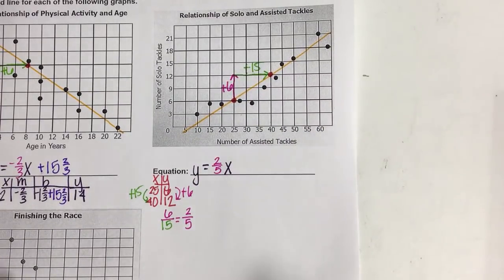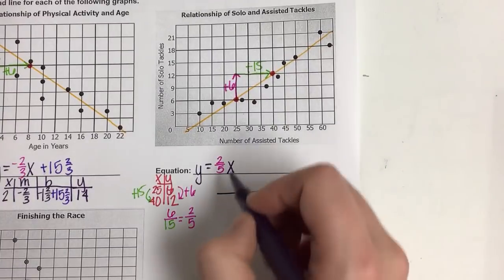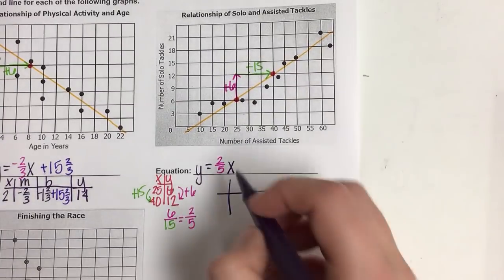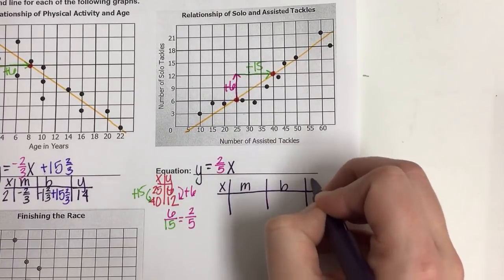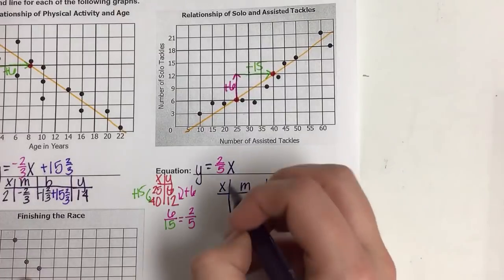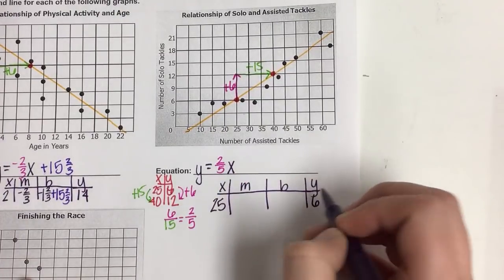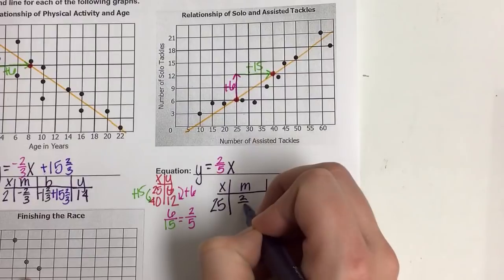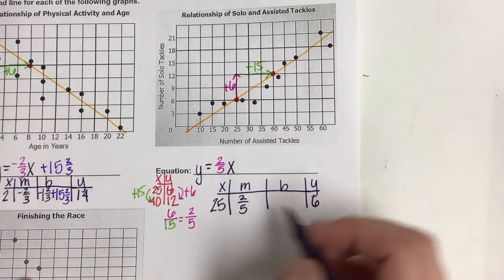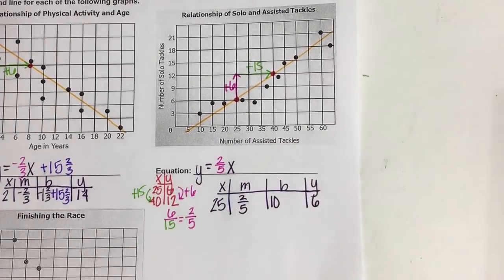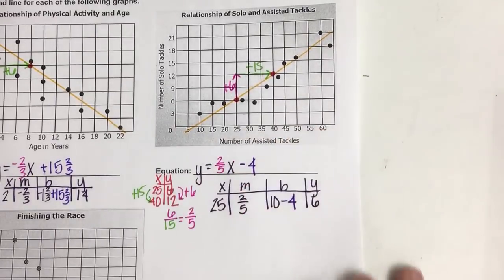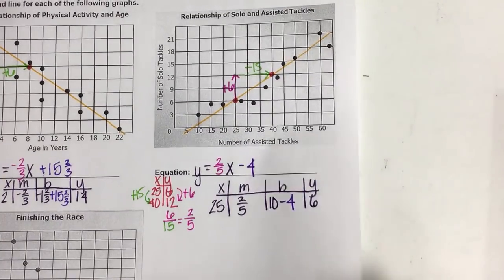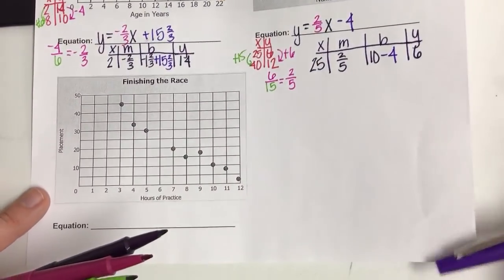Okay, so if you like to make a table, you can if you want to plug in an X and figure out how much you need to move to find your Y. Whatever you like to do. Again, I'm going to use a point from my table, so 25, 6, and my M is 2/5. So 25 times 2/5 is 10, and to get from 10 to 6, I know I have to subtract 4. So our backup, or our Y-intercept, is -4. Okay, then we have our last one down here, finishing the race.